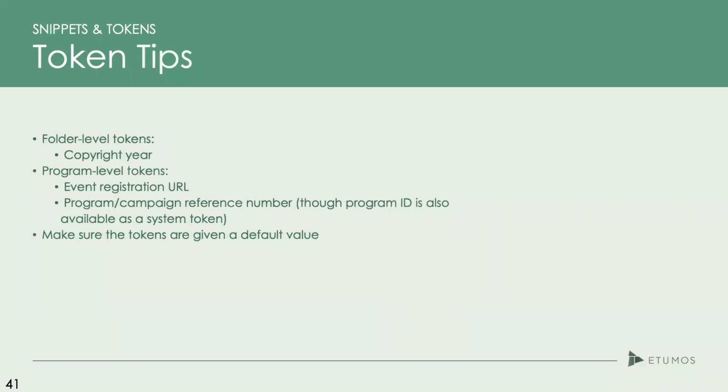One use case for a folder-level inherited token is copyright year. On the Marketo Engage community, there's a script that can be used to keep it perpetually current. Examples of tokens you will probably need to edit for each program include an event registration URL and a program or campaign reference number.